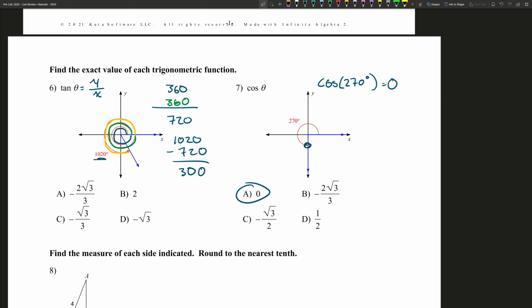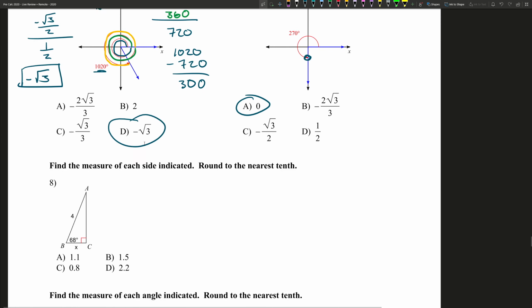At 300 degrees, our y value is negative root 3 over 2. Our x value is 1/2. If we simplify that, we just get negative root 3. So that's D.